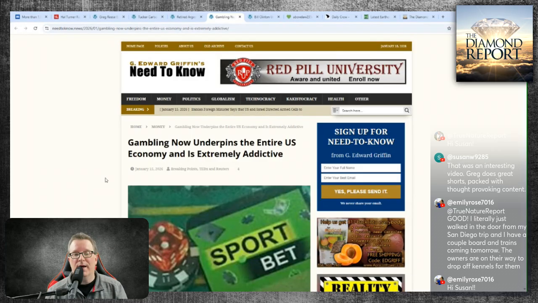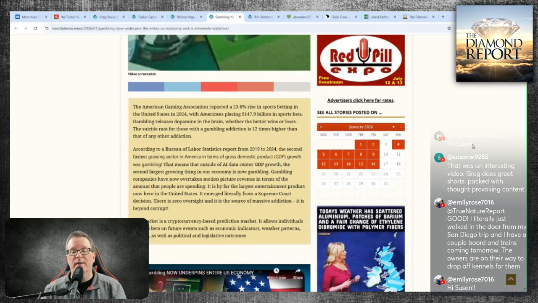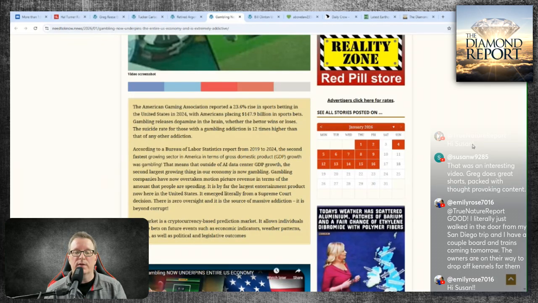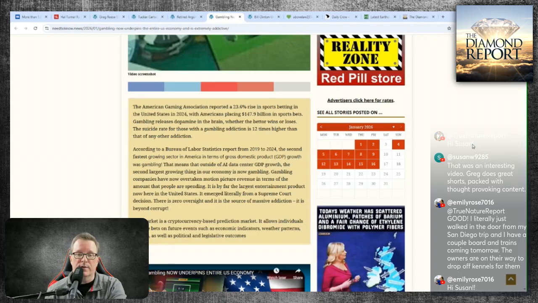Gambling now underpins the entire U.S. economy and is extremely addictive. How about that? Sports betting is what we're talking about here. The American Gaming Association reported a 23.6% rise in sports betting in the United States in 2024, with Americans placing $147.9 billion in sports bets. Gambling releases dopamine in the brain, whether the bettor wins or loses. The suicide rate for those with a gambling addiction is 12 times higher than that of any other addiction.